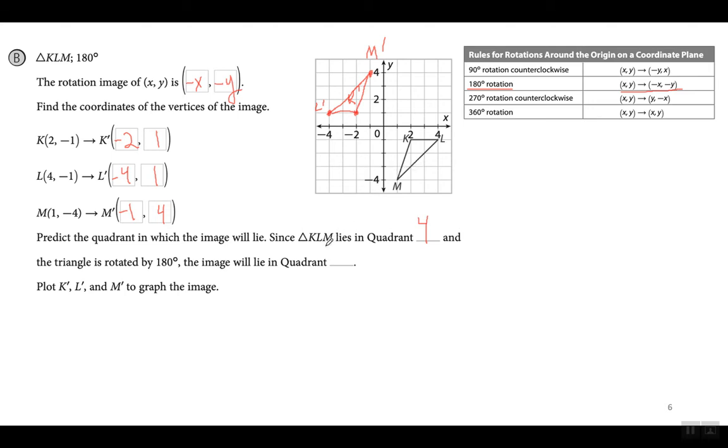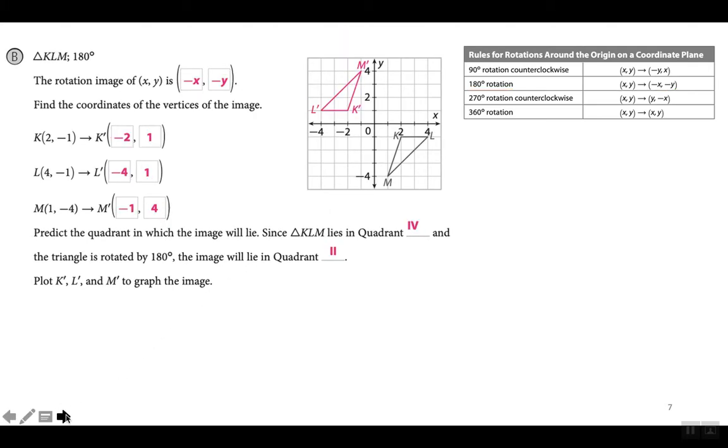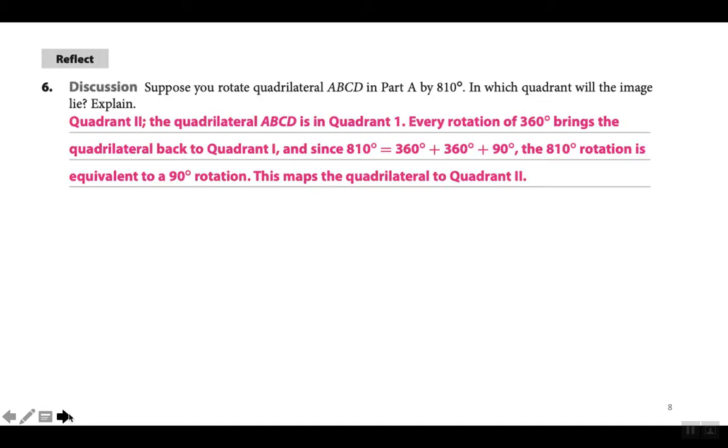Very simple to remember. So the pre-image is in quadrant 4, and once you do a rotation of 180, the image will lie, in this case, in quadrant 2. Again, this is quadrant 1, 2, 3, and 4. Hopefully you realize that that's very simple. All right. Look at this question.